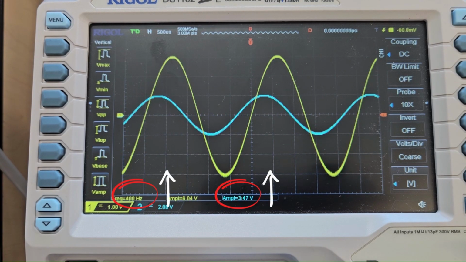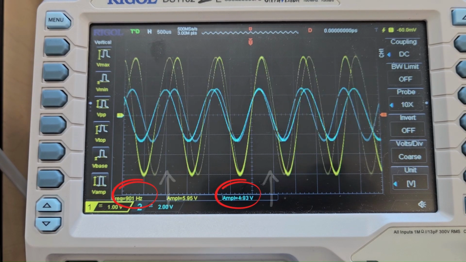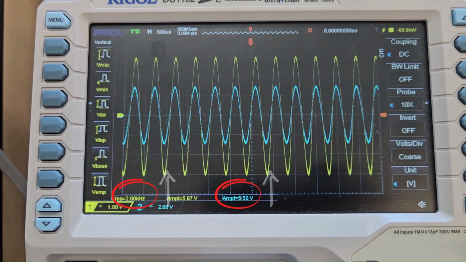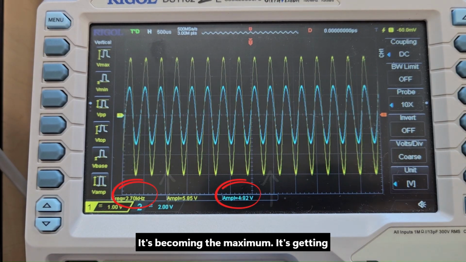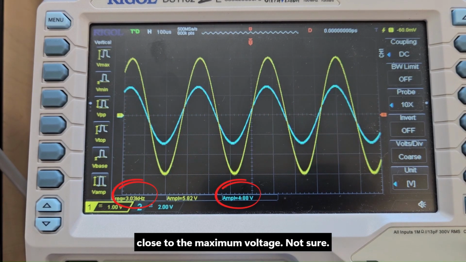Okay, immediately as I'm dialing up, it's becoming the maximum. It's getting close to the maximum voltage.